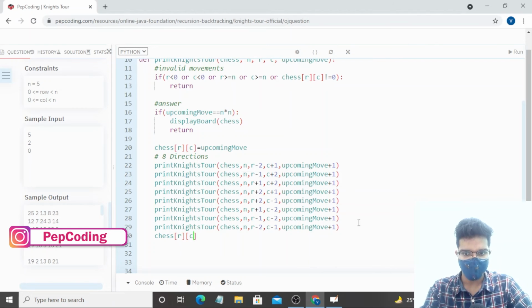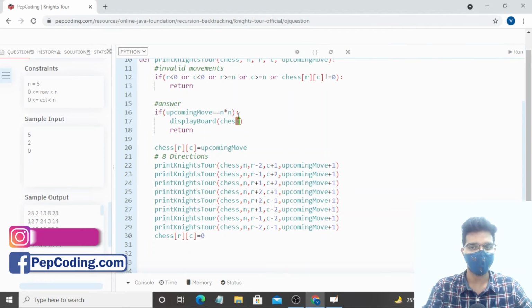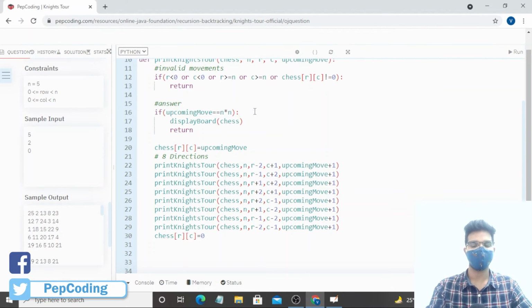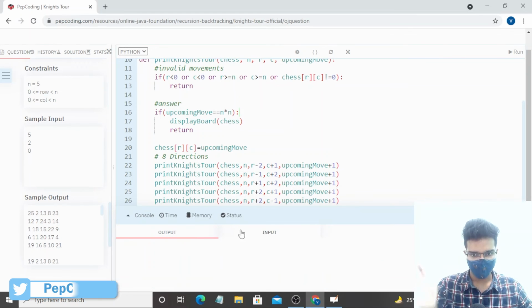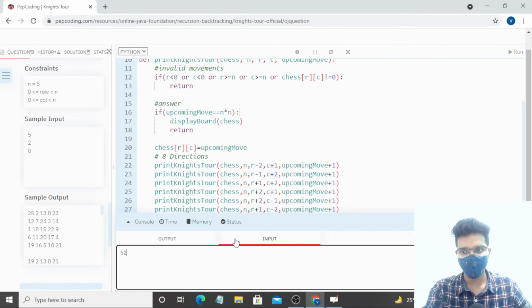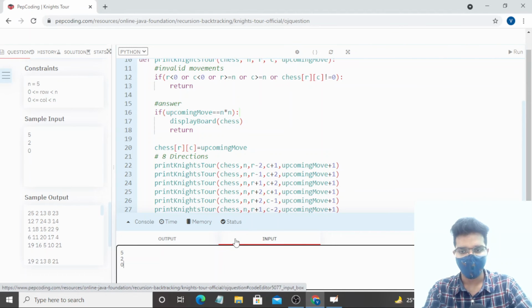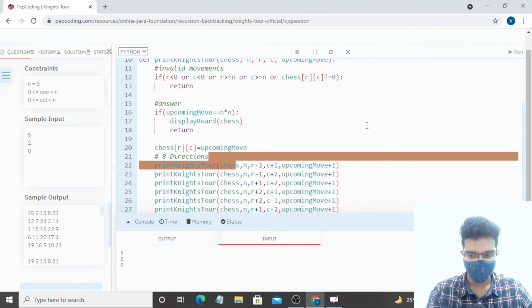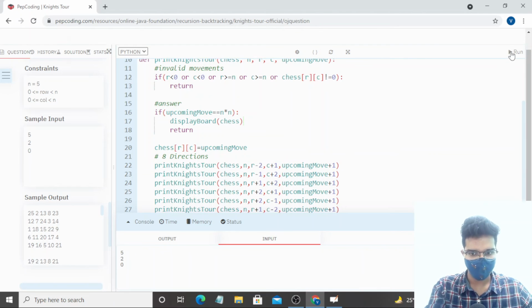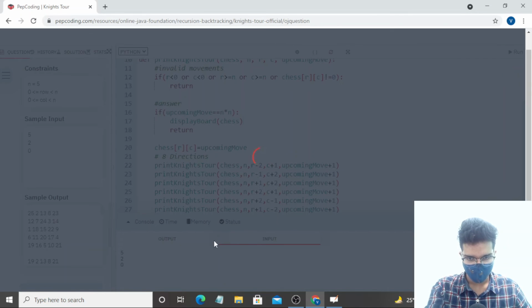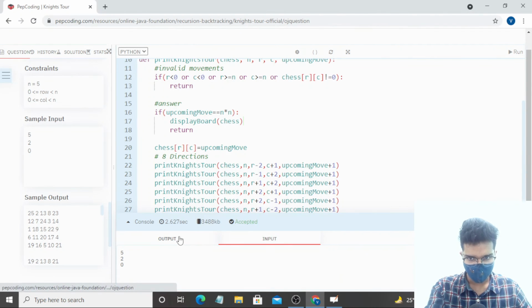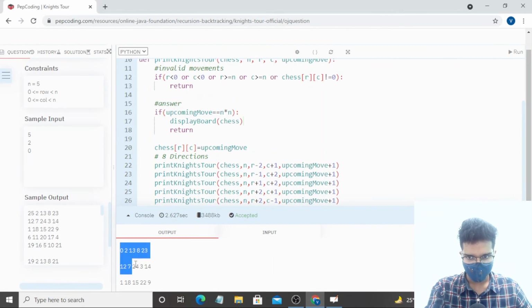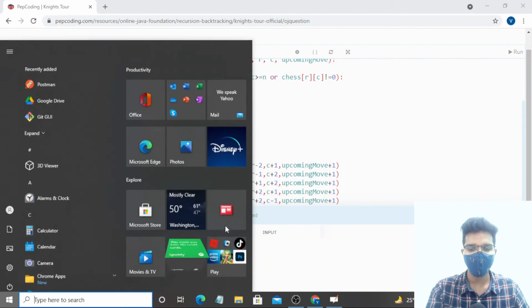Chess[r][c] equal to 0, because initially it's 0 everywhere. Now in the base case also. So first I'm going to run it and then I will show you something. And if we get any error, we are going to fix it. So I'll run it. Yeah, it's a custom input. So I'm going to show what the problem is with our output compared to the original output.